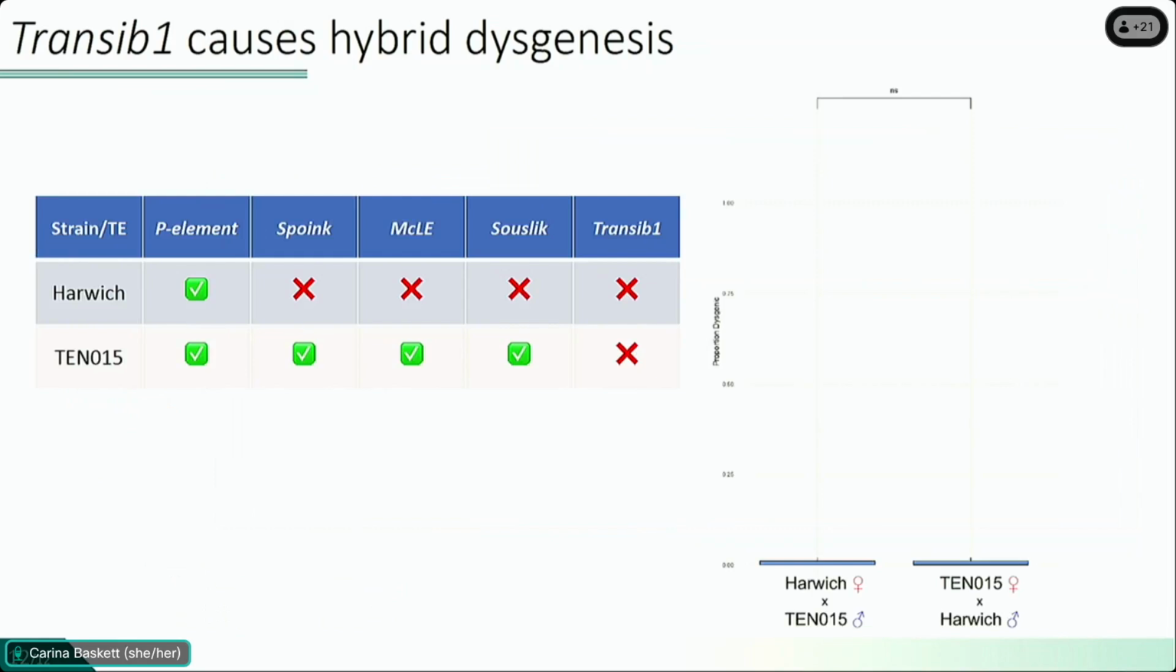And then we have this cross with Harwich and 10.015. So why do we need this one? Well, because we don't know if Spoink, MacLeay, or Suslik also cause dysgenesis. And what seems the case here, at least in the F1, is there's no sign of dysgenesis. So independently of the direction of the cross, there's no dysgenesis. Considering they both have the P element, they lack the LTR transposons. So Spoink, MacLeay, and Suslik are LTR transposons, and we don't see any phenotype.